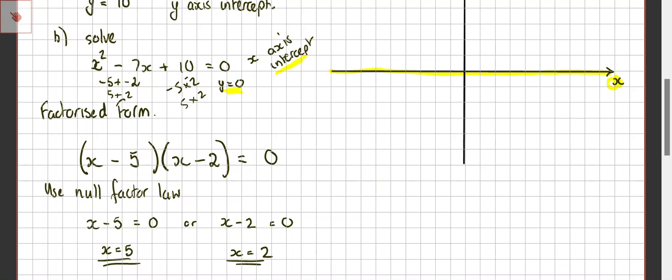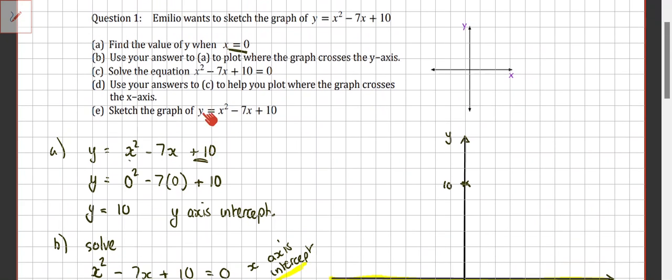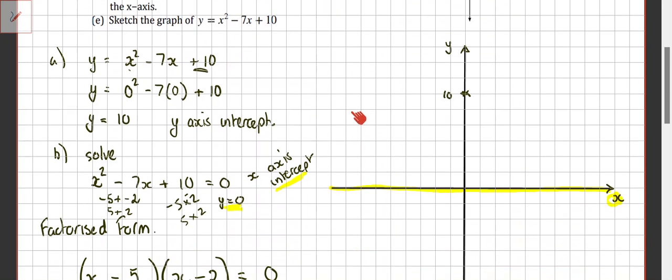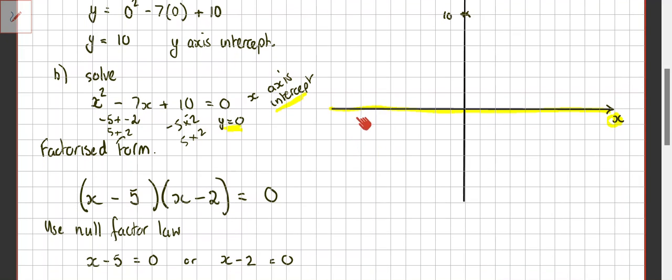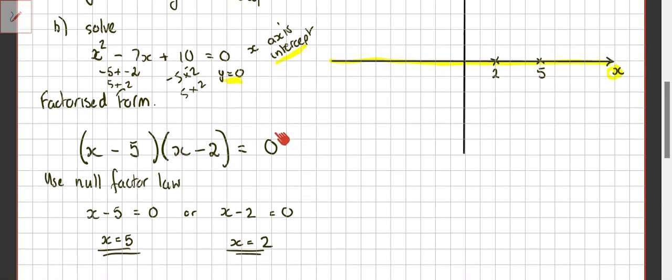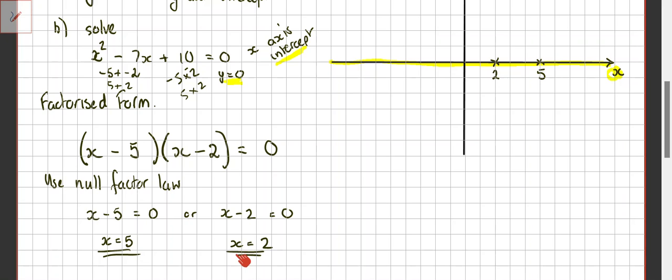Solving that equals 0. So what does that mean? Well, let's have a look at that. Use your answers to help you plot where the graph crosses the x-axis. Well, that's what we've just done. So where does it cross? It crosses at 5 and 2. So let's put 2 there, and let's put 5. But they're negatives, but the solutions are not, right? x equals positive 5, x equals positive 2.